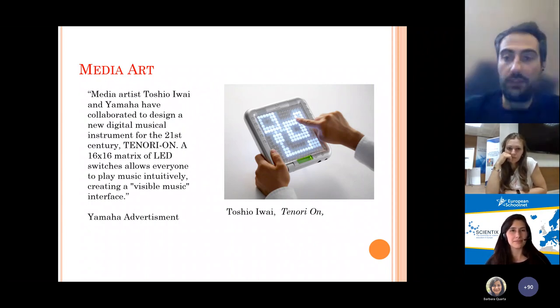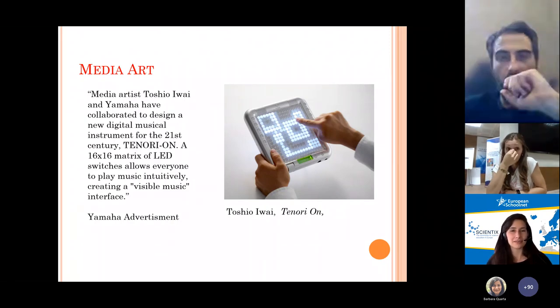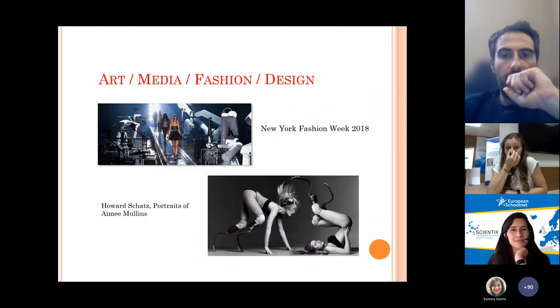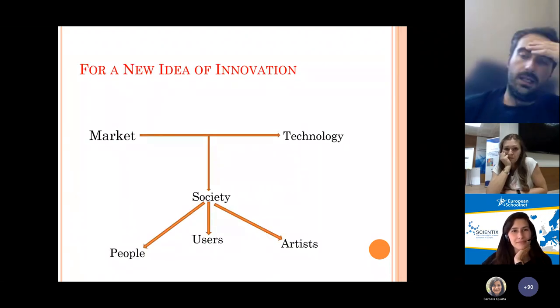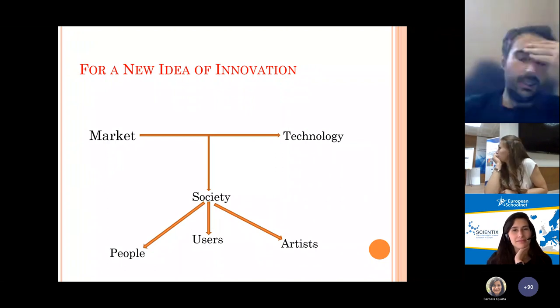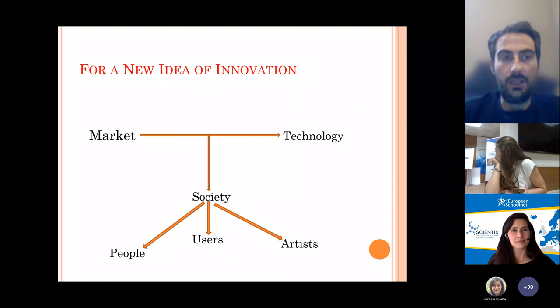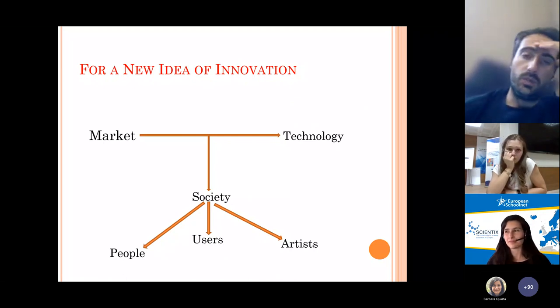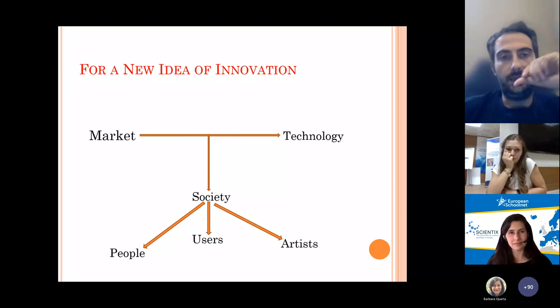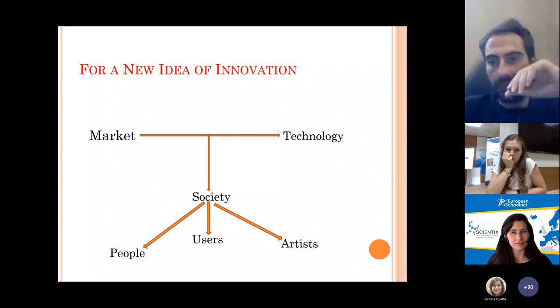And now today we have the Launchpad, which is very similar to the Tenorion. Looking at the examples we have seen, we can get back to our initial scheme, this one. Remember: the market creates the technology, and finally society and people, the users, can use it.